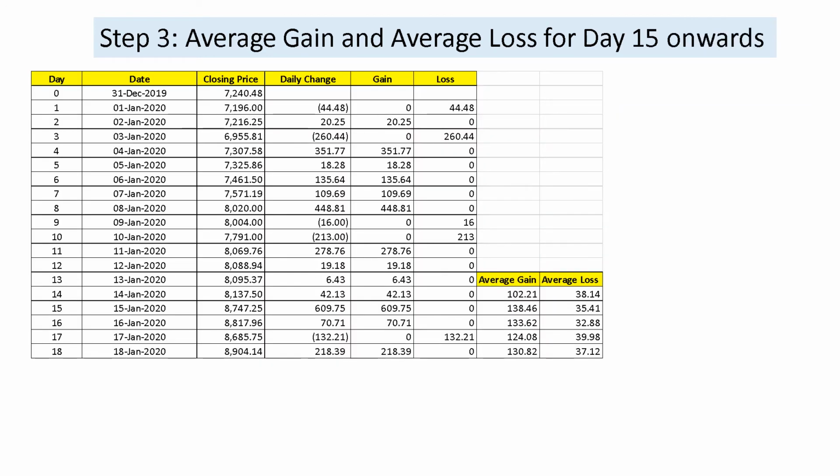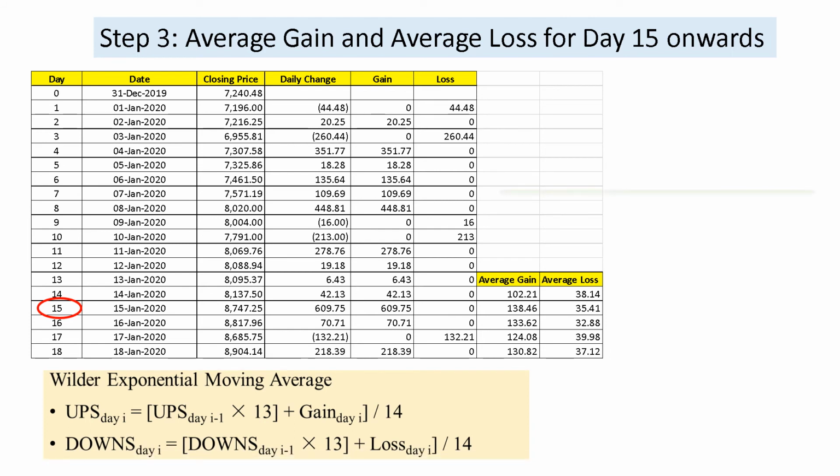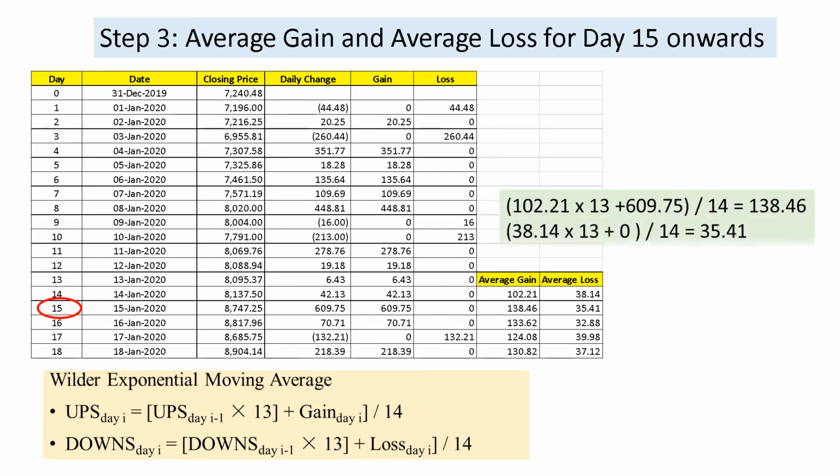In step 3, we are going to calculate the average gain and average loss for day 15 onwards. This method of smoothing the averages is called the Wilder exponential moving average. This process dampens the oscillations. For day 15 and after, we can use this formula to calculate the average gain and average loss. For example, the calculations for day 15 are shown in the green box.